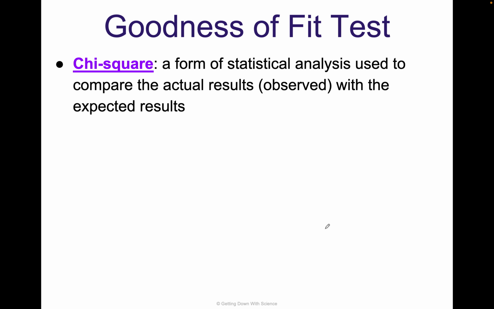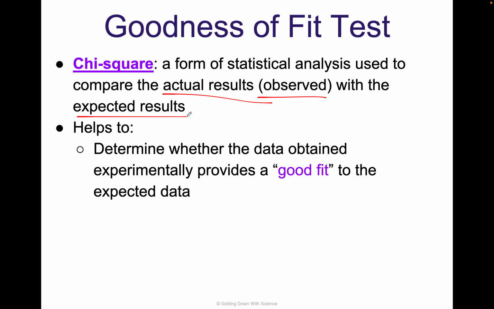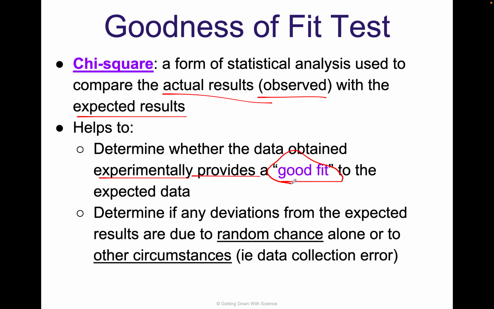It is a statistical analysis used to compare the actual results, what you observe with your eyes, and what we expect to see. This helps to determine whether the data obtained experimentally proves a good fit to the expected data. Practically speaking, this allows us to say what we observe in this experiment here can be used to describe nature, can be used to describe everything else. It determines if any deviations from the expected results are due to random chance or other circumstances.